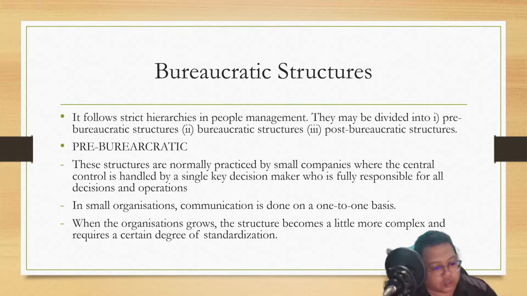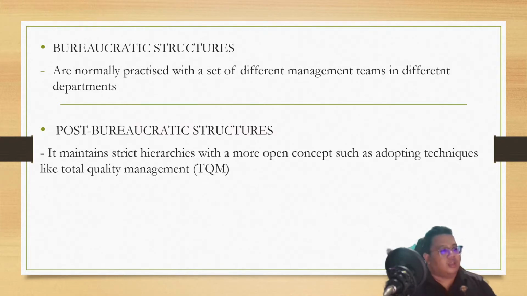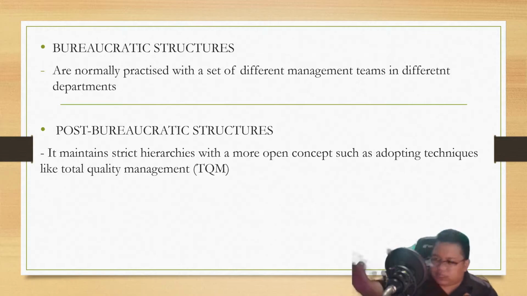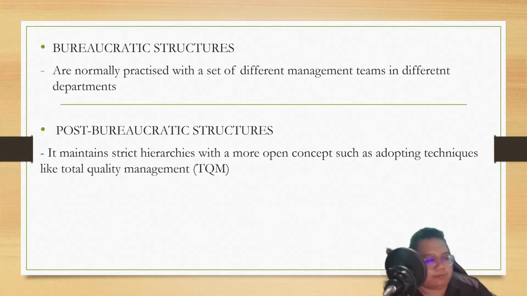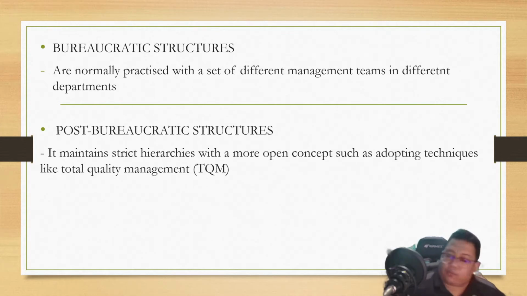So when the organization grows, the structure becomes a little more complex and requires a certain degree of standardization. So after pre-bureaucratic, we have bureaucratic structures. This is normally practiced with different management teams in different departments. So each department has their own team and their own structure. Post-bureaucratic structures maintain strict hierarchies with more open concepts, such as adopting techniques like total quality management. Okay, you can find out more about this on your own, because if I try to explain it here, we'll be here until tomorrow.